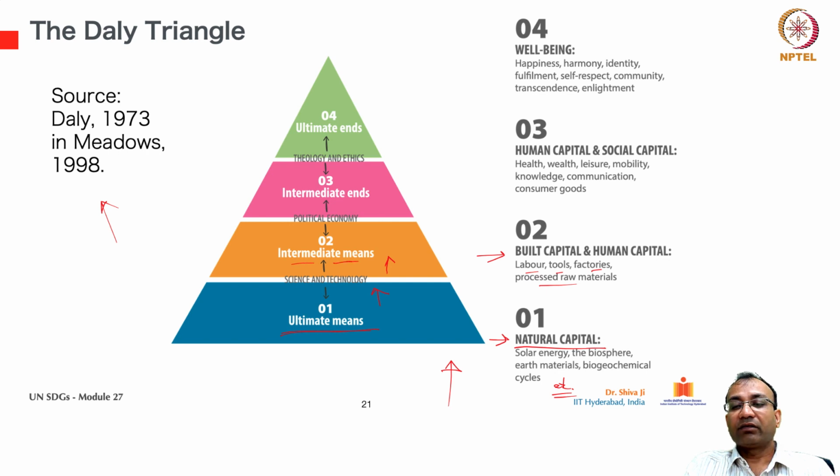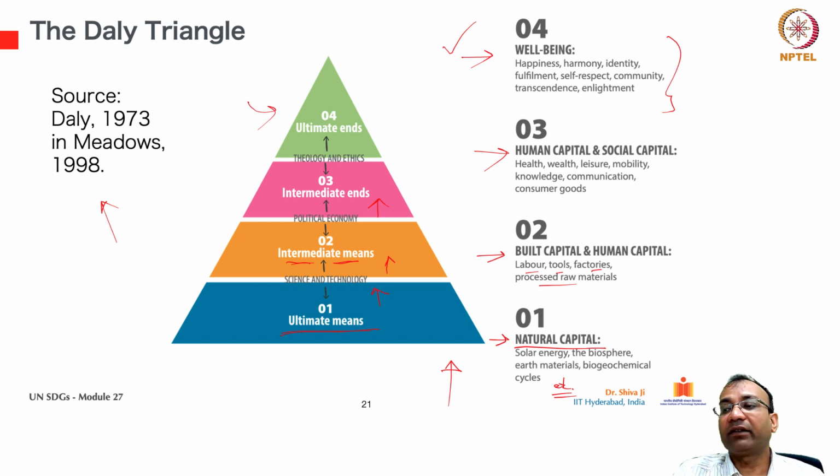So intermediate means you can see over here. From here we go to the level of political economy, and in this political economy the intermediate ends come, such as human capital and social capital, like health, wealth, leisure, mobility, knowledge, communication, consumer goods, and then finally reaching the ultimate goals via theology and ethics and all of those spiritual quotients, about final well-being. So not just physical ones, but mental well-being, like happiness, harmony, identity, fulfillment, self-respect, community, transcendence, enlightenment, at the individual and collective, national level also, because it puts you at a very high platform, a very high place, from which one can benefit and reach those states.